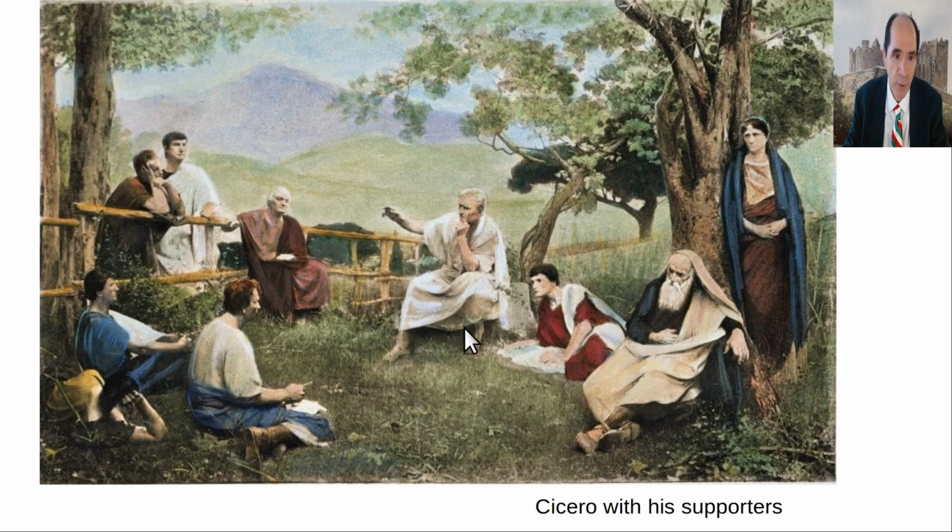Here's Cicero with his supporters. And Cicero was the best orator, the most brilliant man in Rome, but he was also a little bit wimpy and a little bit unrealistic at times. He should have supported Octavian. He screwed up big time by not supporting Octavian.